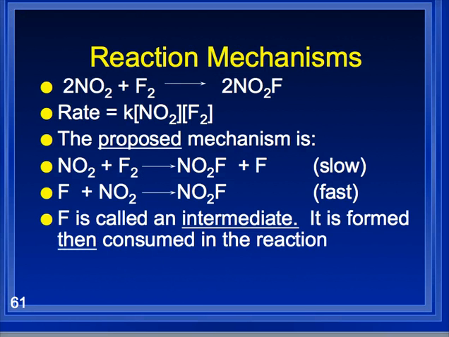Here's a different reaction. The rate law is expressed below, so you can tell from the rate law that it is first order with regard to NO2 and first order with regard to F2. Remember, the rate law doesn't necessarily agree with the coefficients in the balanced overall equation. First step in a proposed mechanism, first and second steps are shown below, with the first step being the slowest step in the mechanism. Do you agree with the identification of F as the intermediate?